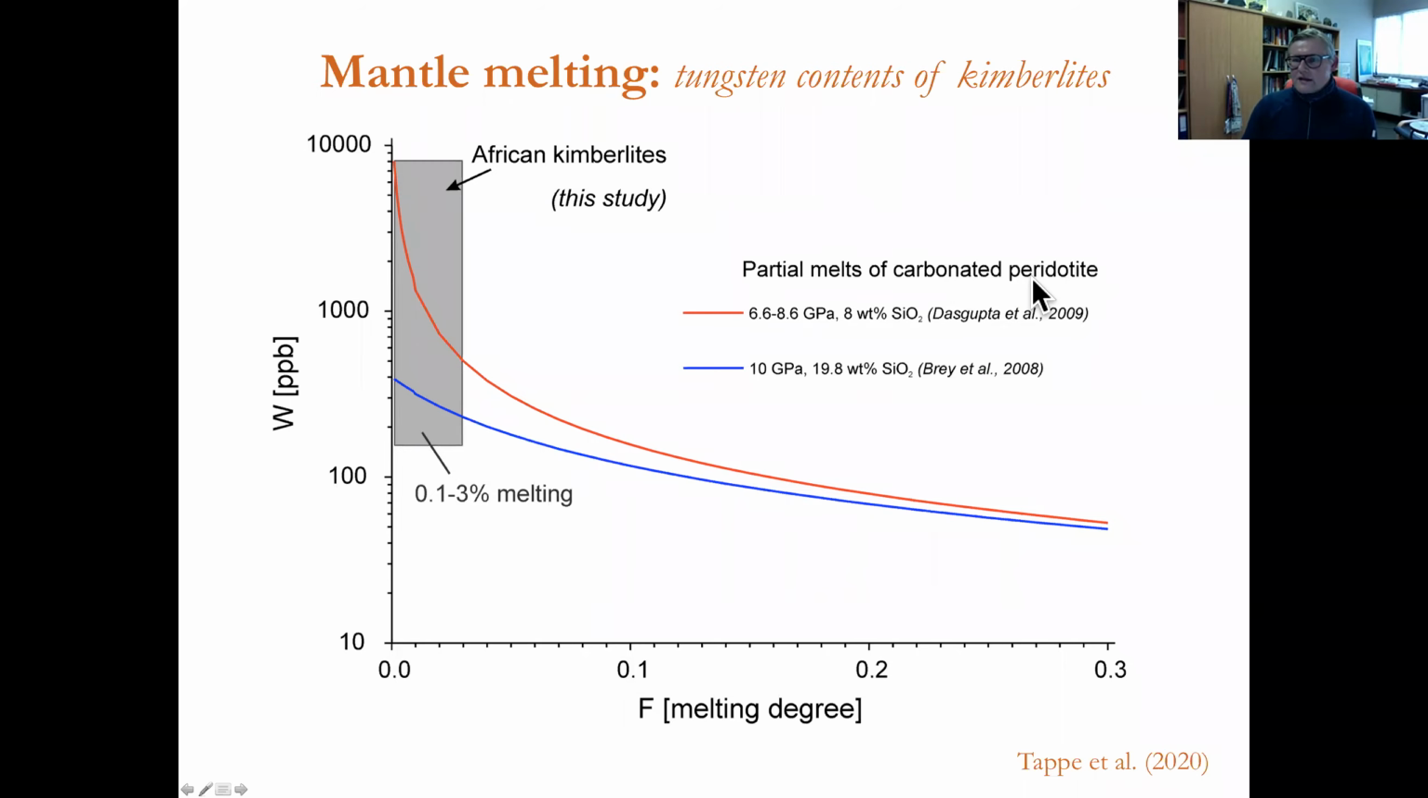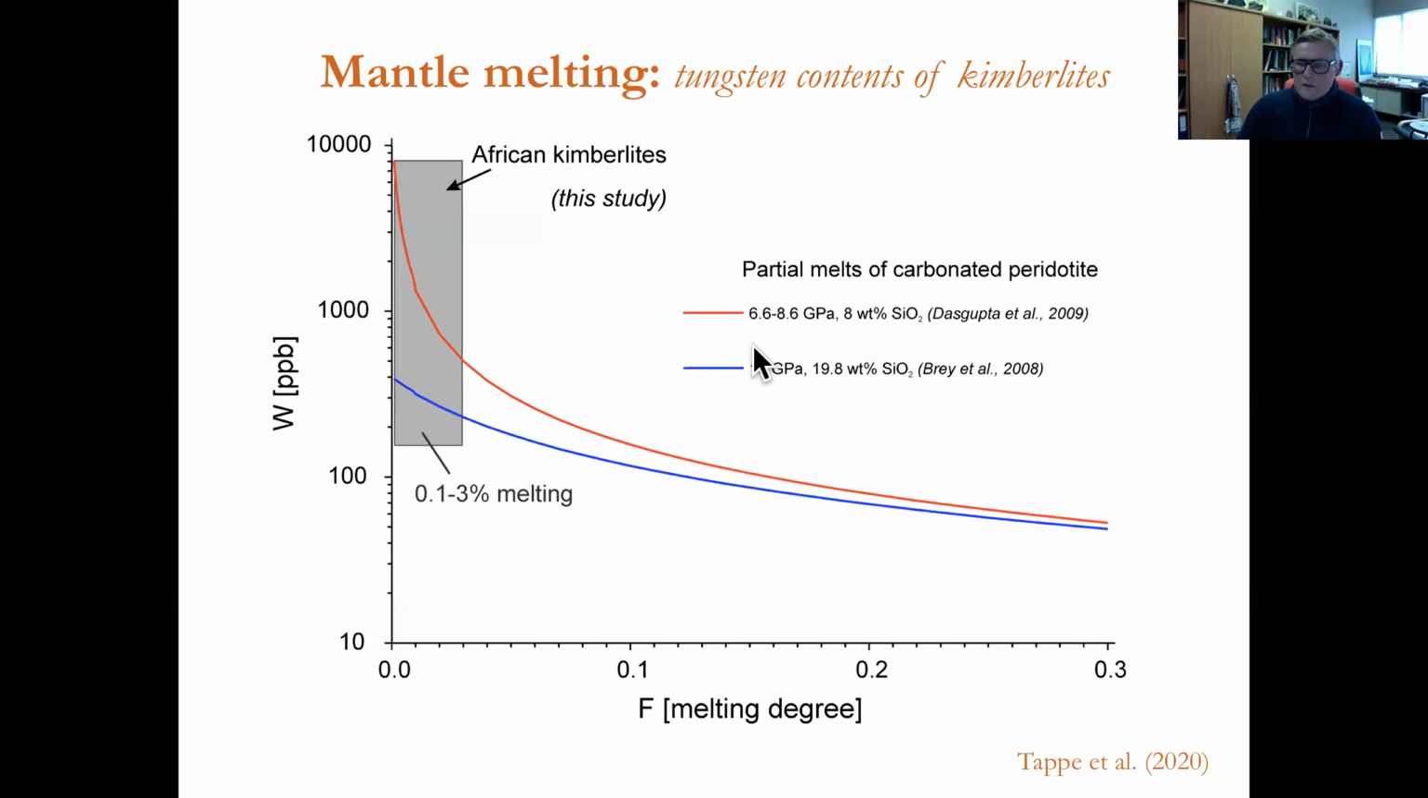The peridotite itself has, as a starting composition, primitive mantle, so neither particularly enriched nor particularly depleted, just a primitive mantle composition for tungsten. And then we use the partitioning results from these experiments, by Rajdeep Dasgupta's group, at 6.6 to 8.6 GPa. That's about 200 kilometers to more or less 300 kilometers. So 10 GPa is 300 kilometers. We're looking at conditions just below the cratonic lithosphere into the uppermost convecting mantle beneath the craton. So extremely relevant to kimberlites, actually.